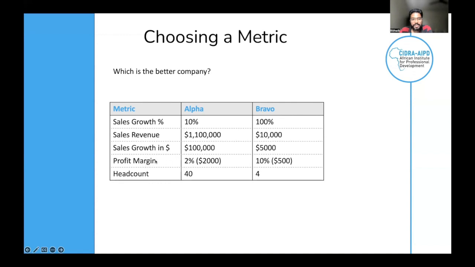Let's say, if you're looking at the profit margin, Bravo seems the better company. This has a very low profit margin. But when I say profit margin, it is out of the revenue that you are making, what percentage of it is your profit after you pay off the costs that you have.